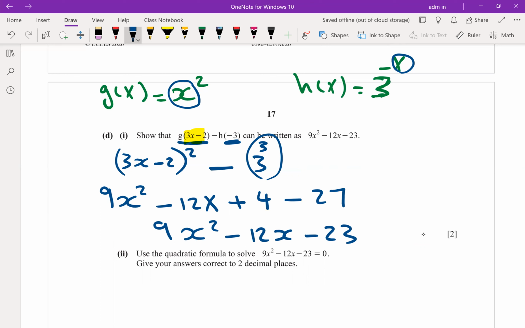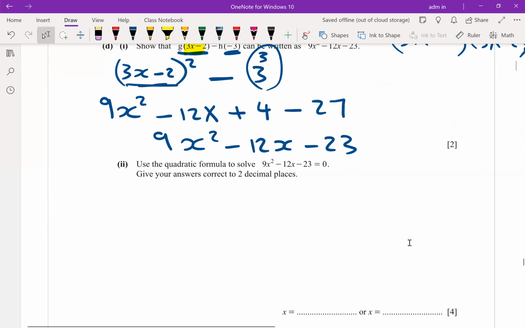You can expand the 3x minus 2 by writing the two brackets the same. 3x minus 2 multiplied by 3x minus 2, expand and simplify, you will get the same answer.